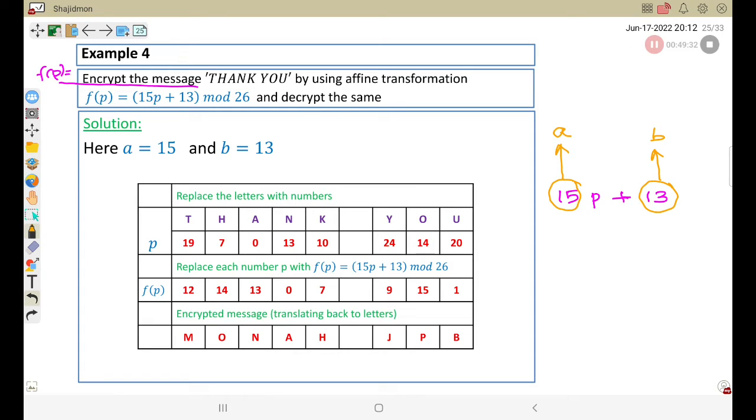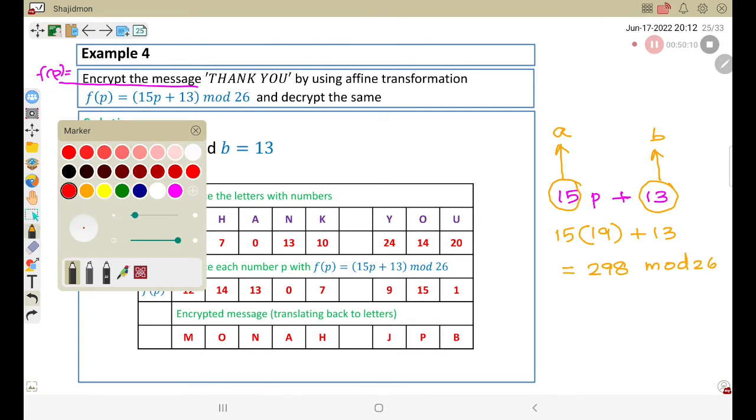P means the plain text number. For example, thank you. T means what letter number? 19. One letter I will show here, the later part you can discuss. So A number is 15. So 15 multiply p number 19 plus 13. I will show one number, all of you carefully see. So 15 multiply 19 plus 13. What number will you get? You will get 298, a bigger number, correct? 298 means we need to take mod 26.